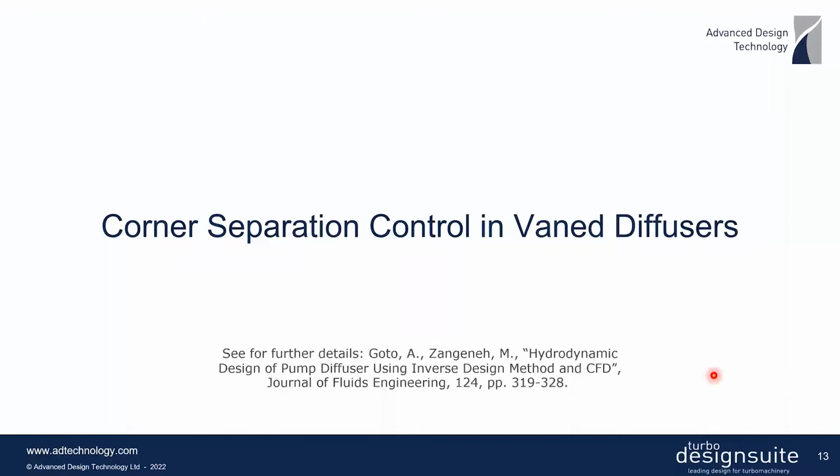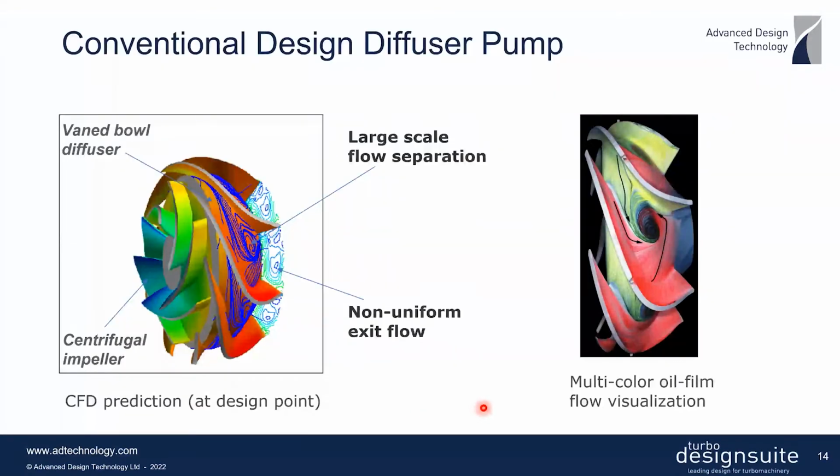Now let's proceed towards the more medium specific speed regimes, and let's look at the next example, which is the corner separation in vane diffusers. And again, you can find more detailed information on this from this paper, which was published in ASME Journal of Fluids Engineering. So vane bowl diffusers are typically used in centrifugal and mixed flow applications.